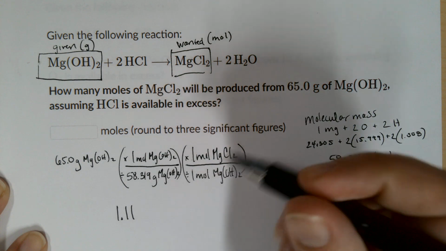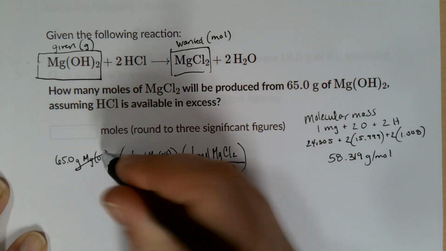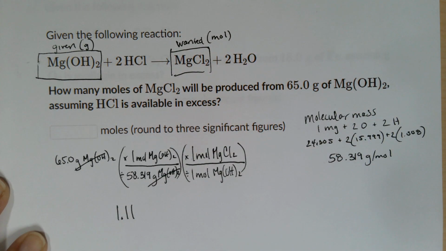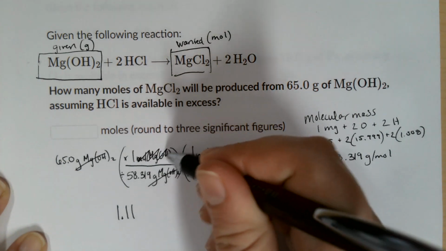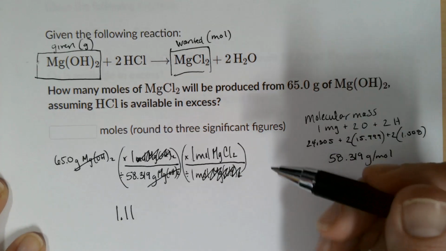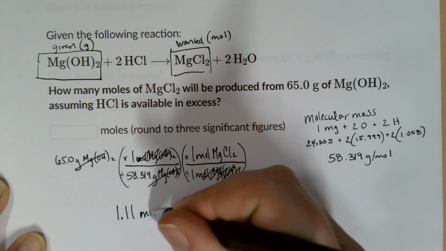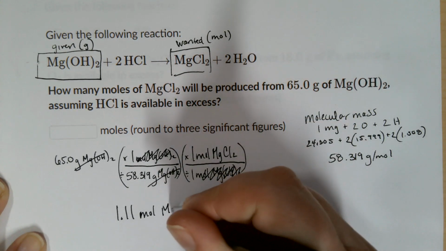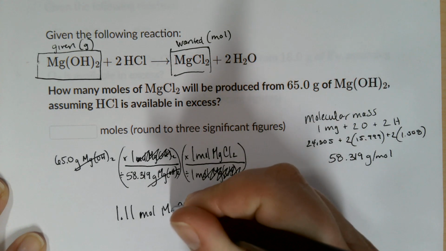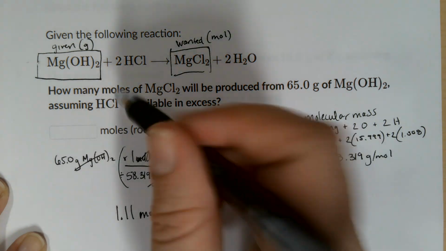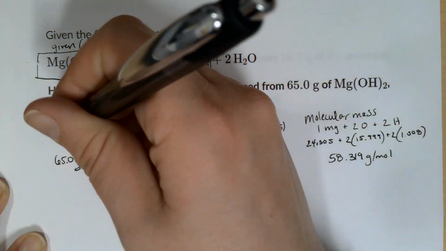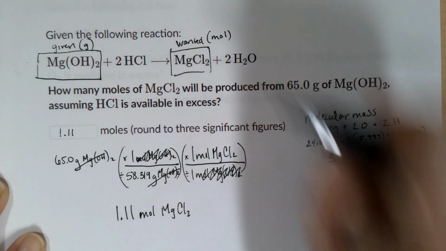What are our units? Let's check. Grams of MgOH and grams of MgOH cancel. Moles of MgOH and moles of MgOH cancel. And we're left with moles of MgCl2. And that's what we want. How many moles of MgCl2? So our answer is 1.11.